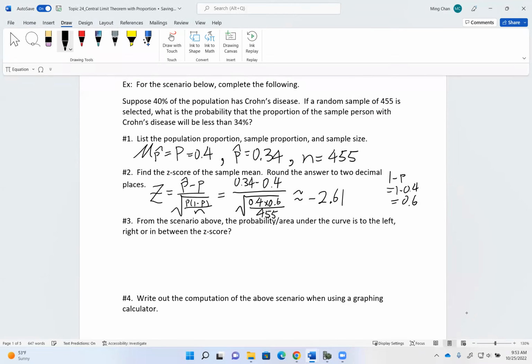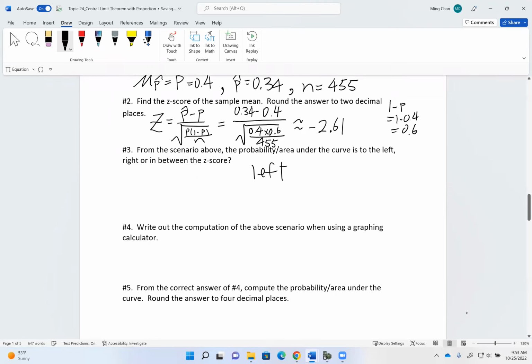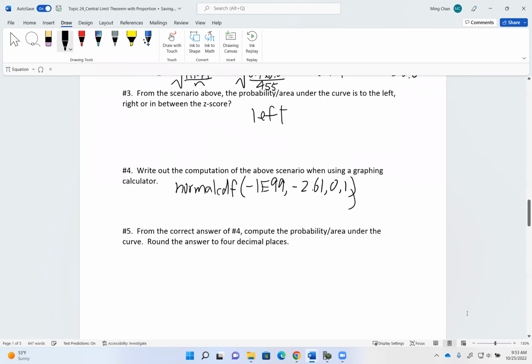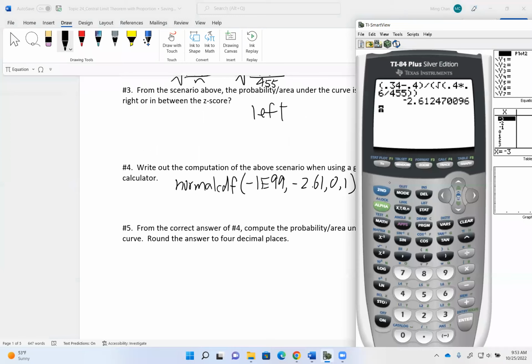So the area I'm looking for, less than, means area to the left. So use normal CDF, looking for the area to the left. The left bound is negative infinity, negative 1E99, comma, negative 2.61, comma 0, comma 1. So let's put it in the calculator.